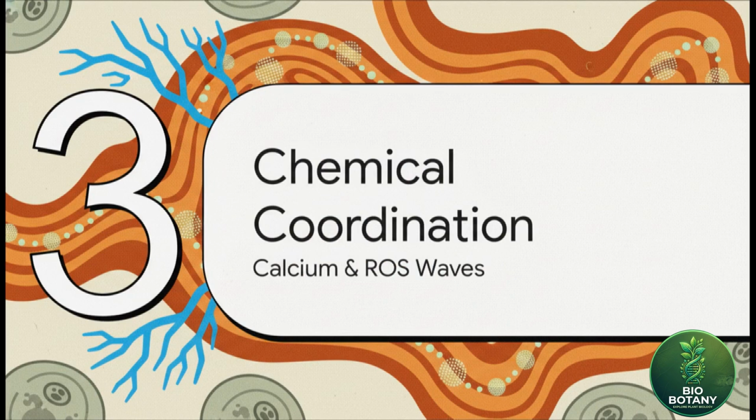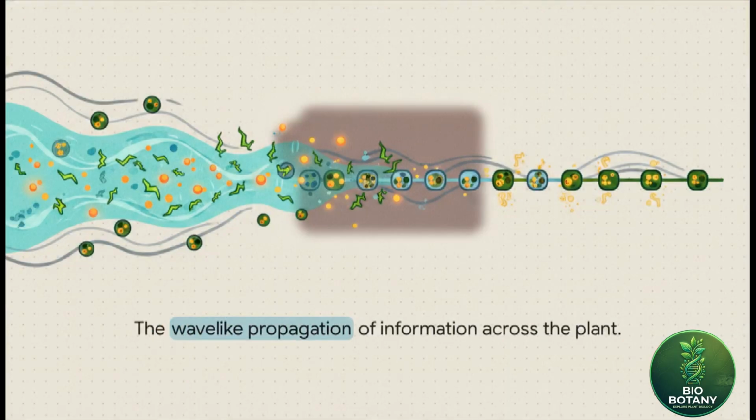Section 3. Chemical coordination with calcium and ROS. Because, as it turns out, this electrical surge doesn't travel alone. It goes hand in hand with chemical waves. This systemic signal literally washes over the entire plant in a wave-like propagation.